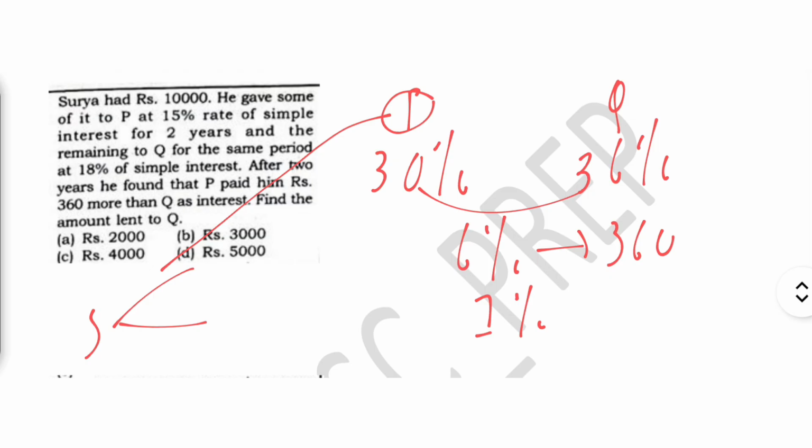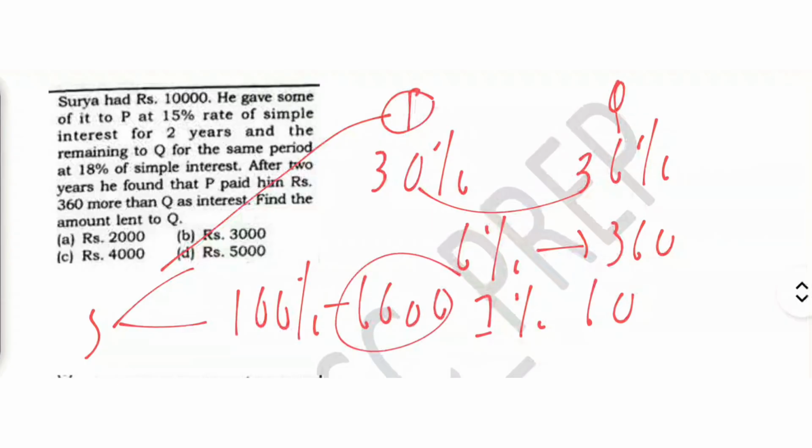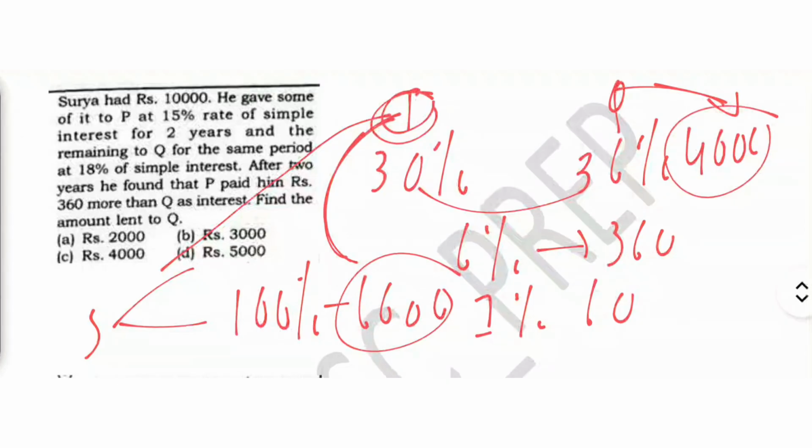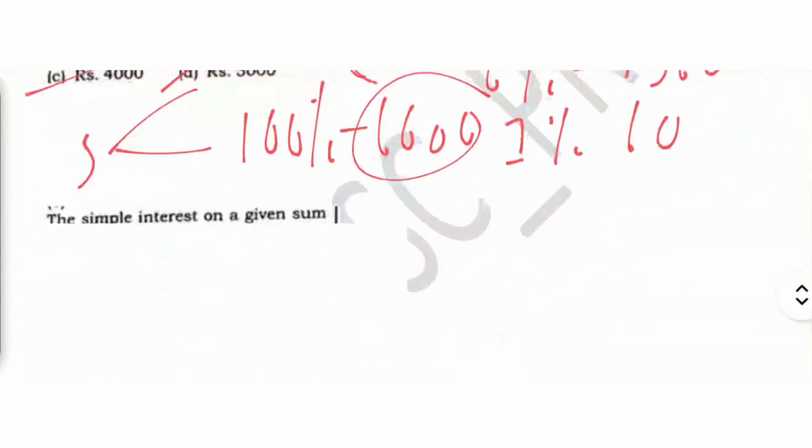So 1% is how much? 60. 100% is how much? 6,000. And the 6,000 is the amount of whose? This is of P. If 6,000 relates to P, then what is the amount that Q had borrowed from Surya? It was 4,000, because total is 10,000. If 6,000 is occupied by P, then Q is occupying 4,000. So option C.